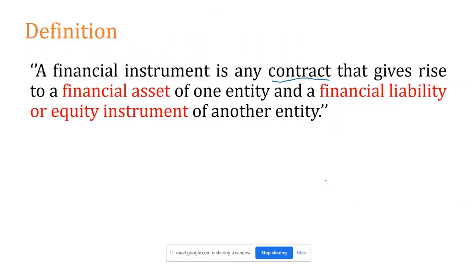So remember, a financial instrument is any contract that gives rise to a financial asset of one entity and a financial liability or equity instrument of another. Say, for example, I go to the bank and apply for a loan. Now I am taking the bank loan. From the bank's point of view, it is a financial asset.